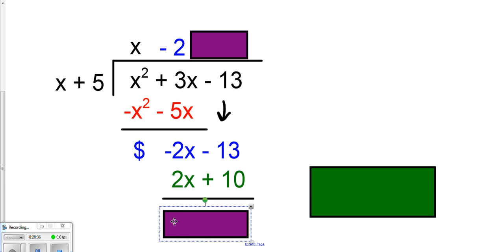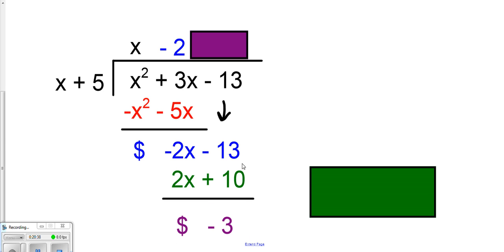These two will cancel out. Money symbol. These two, negative 13 plus 10 becomes a negative 3. That tells me that negative 3 is going to be my remainder. Because I already have a constant, this last piece has to be my remainder. So how do I show that? I go plus my remainder, negative 3, over this divisor, x plus 5. So negative 3 over x plus 5.